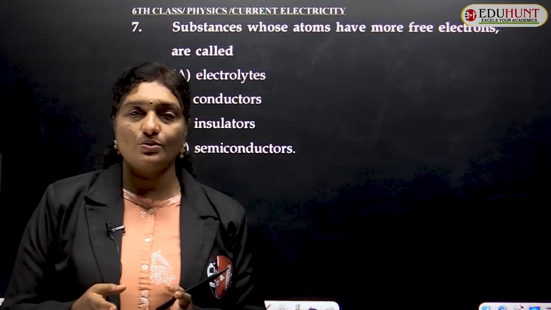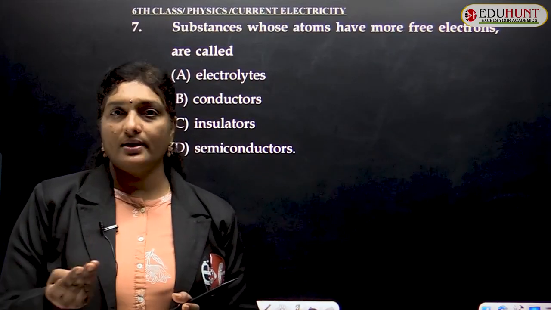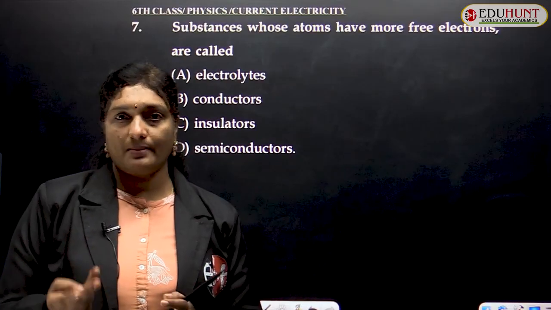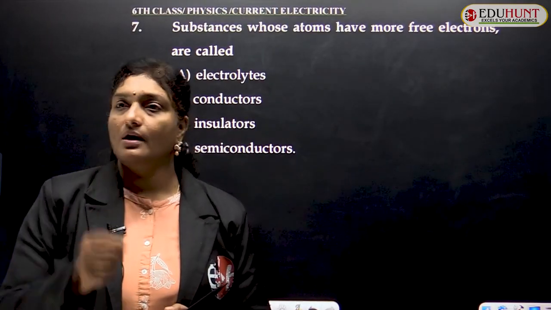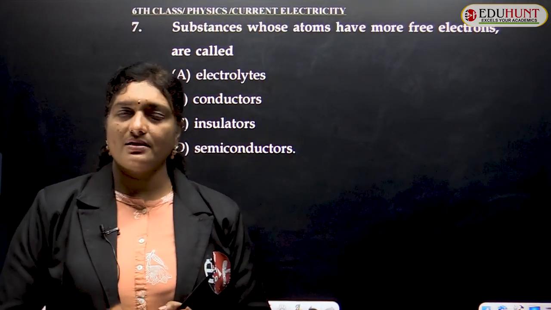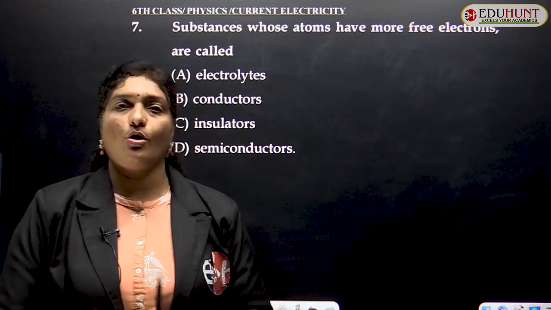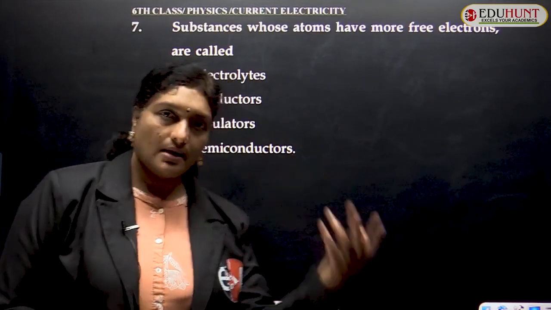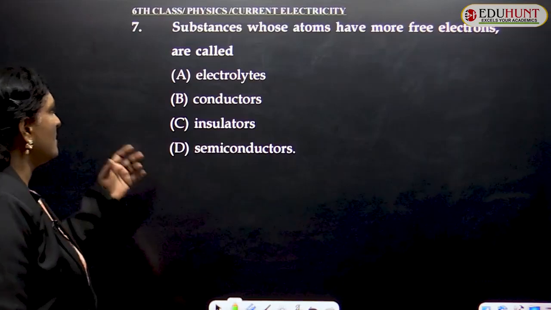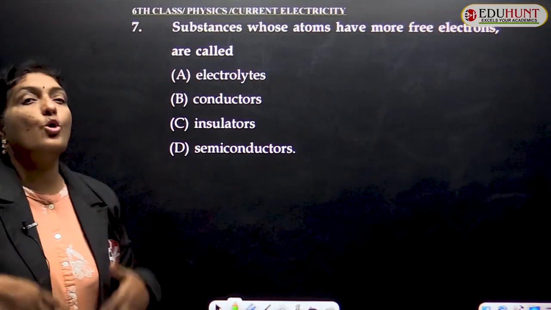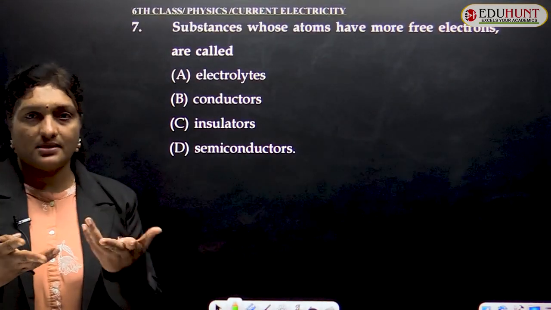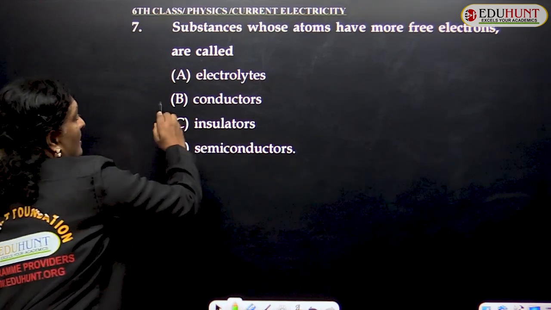Semiconductors are what we generally use in small electronic gadgets: mobiles, laptops, computers. All the new equipment uses semiconductor devices. They allow the partial flow of charges. Now let us understand question number 7. Substances whose atoms have more free electrons, electrons meaning charges, are called conductors.